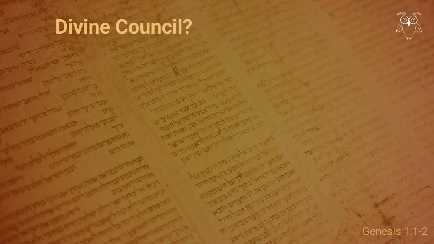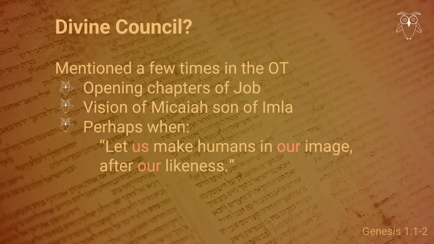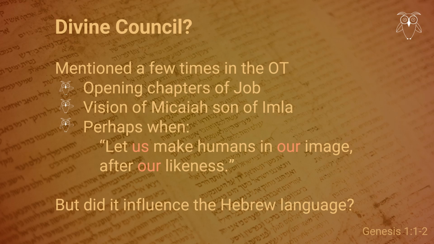And then there is the notion of the divine council. This divine council is mentioned a few times explicitly in the Bible, like in the opening chapters of Job, or in the vision of Micaiah son of Imlah. And it may also be envisioned when God, near the end of Genesis 1, says, "Let us make humans in our image, after our likeness," and a few other places. But to have the notion of this divine council so permeate not just the Bible, but also the Hebrew language as a whole, is again quite a stretch, especially given the fact that the divine council doesn't play that big of a role in most of the narrative of the Bible.